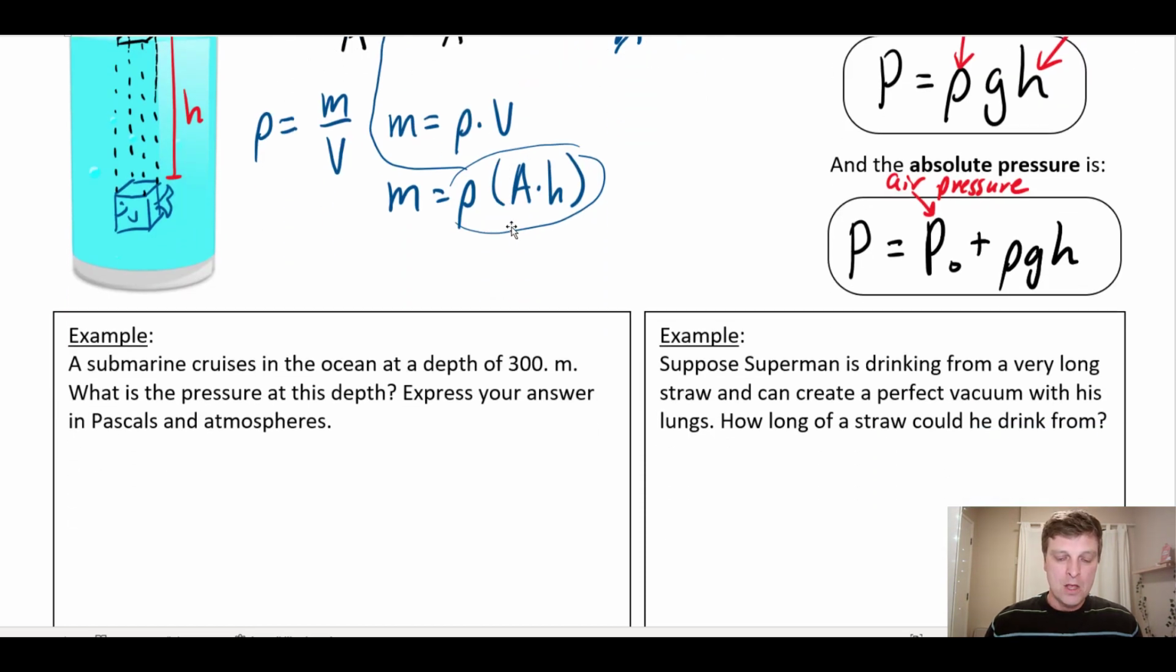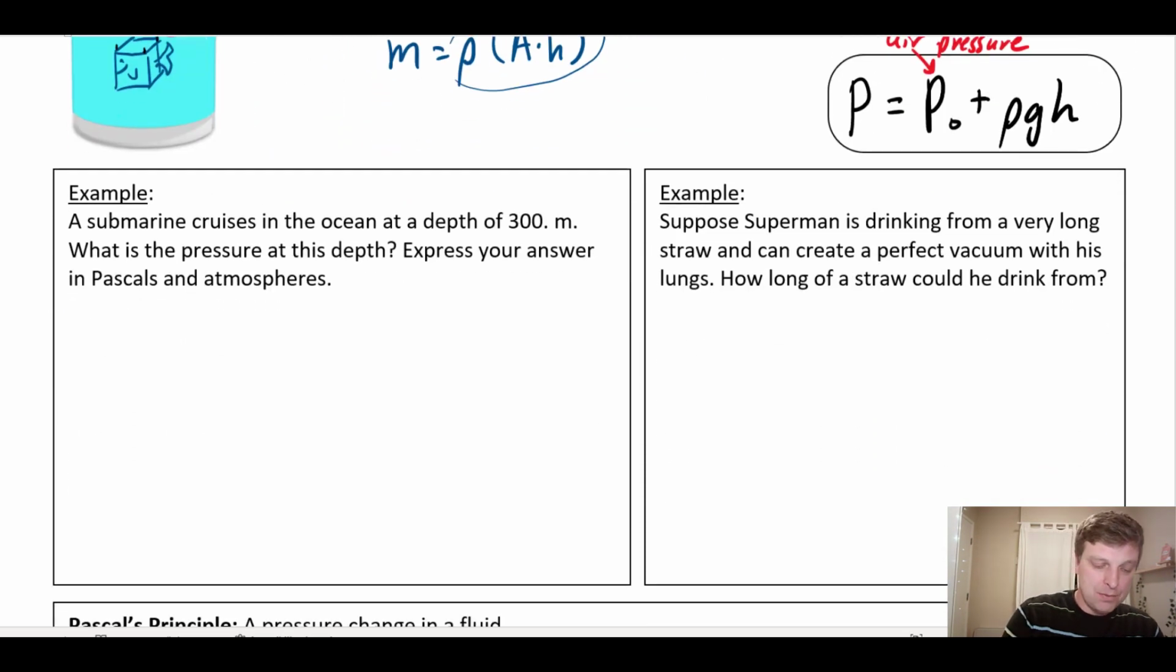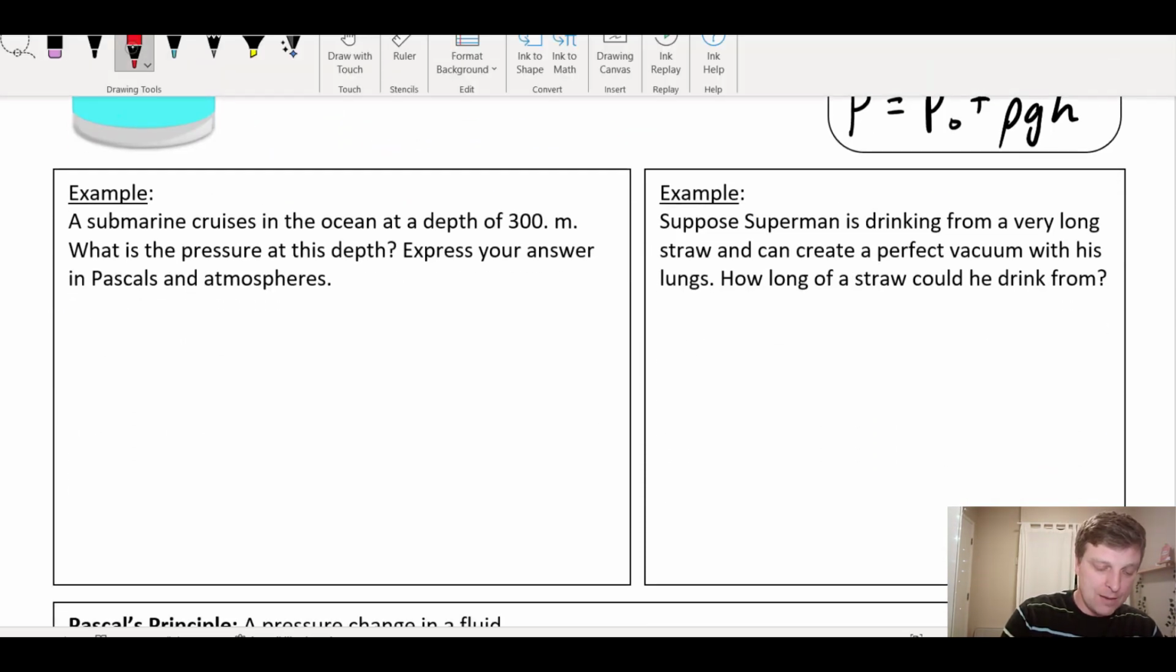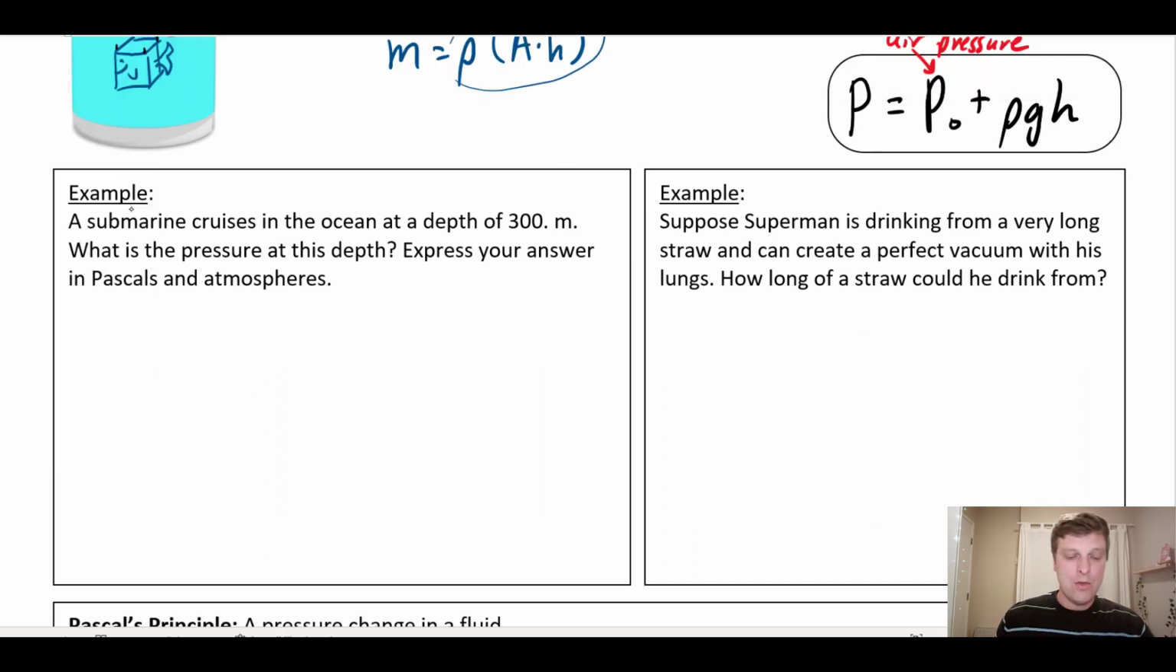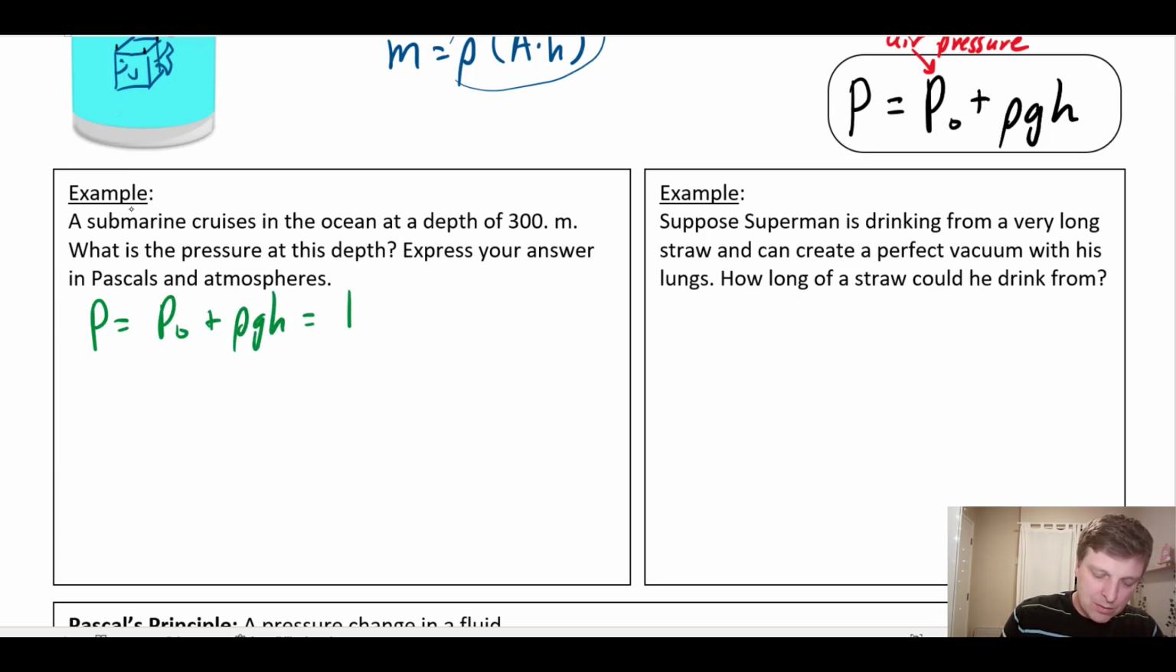Okay, so the total pressure you experience is the air pressure at sea level plus the pressure caused by being under that fluid. So if we want to calculate, for example, a submarine, we want to know what pressure it's operating under, and they want the answer in both pascals and atmospheres. We know that the total pressure is going to be P naught plus rho g h, which, as we saw before, was like 101 kilopascals, so times 10 to the 5, plus the density of water.